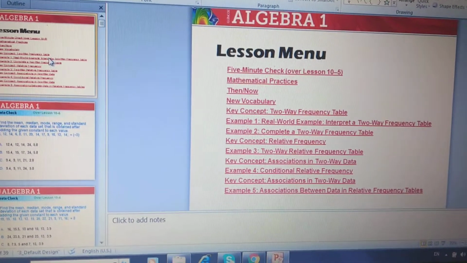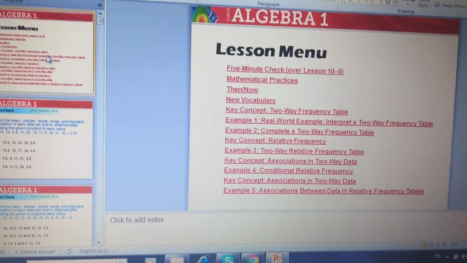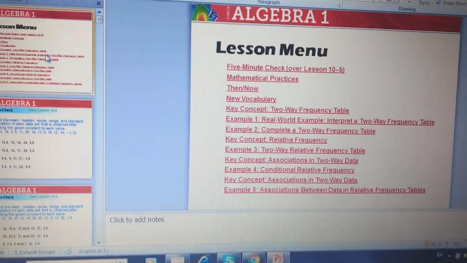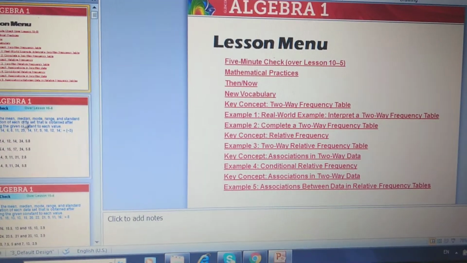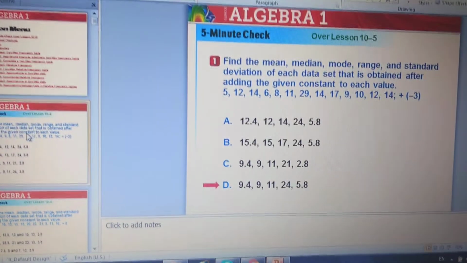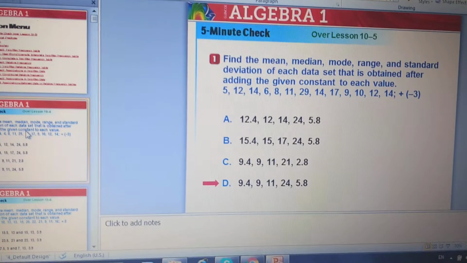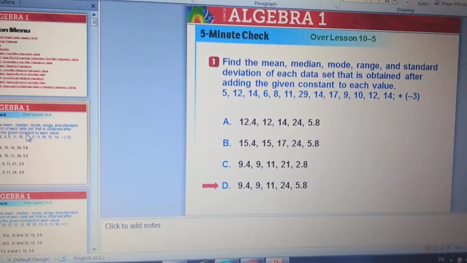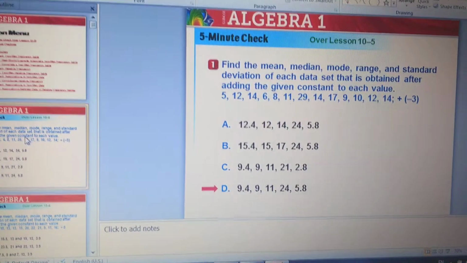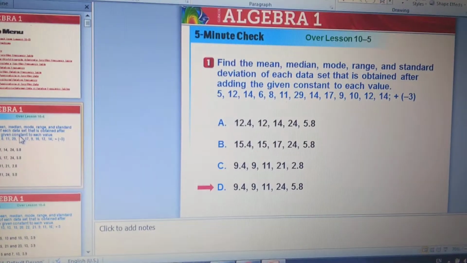Today we are going to take the last lesson in chapter 10, which is summarizing categorical data. Before we start the lesson, as usual, we have some examples as a revision for the previous lesson. In this example, he wants me to find mean, median, mode, range, and standard deviation of each data set that is obtained after adding the given constant to each value.